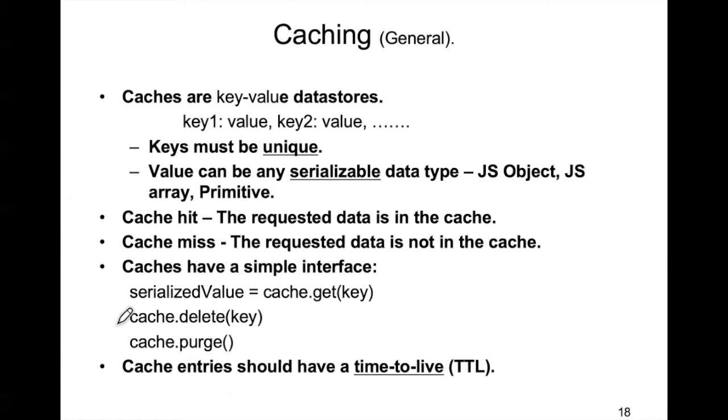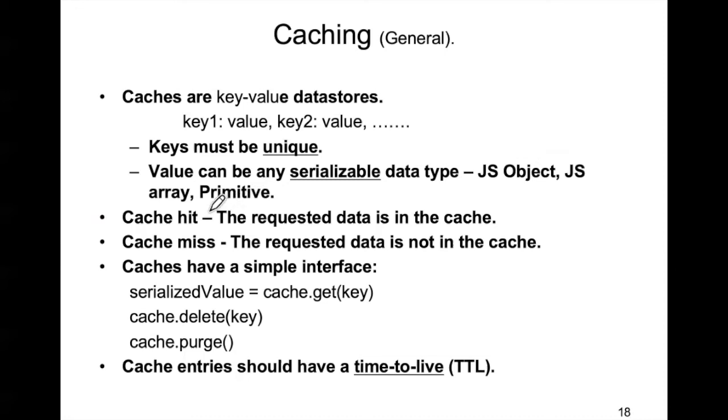Technically the value could be a primitive, but in very rare cases would it be a primitive. It's usually some sort of structure, be it an array or an object structure.